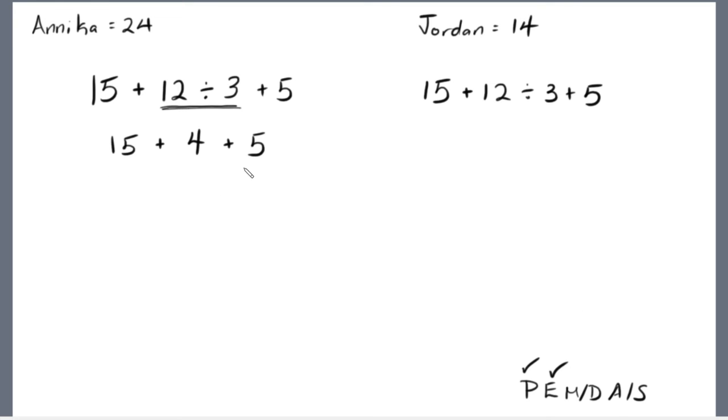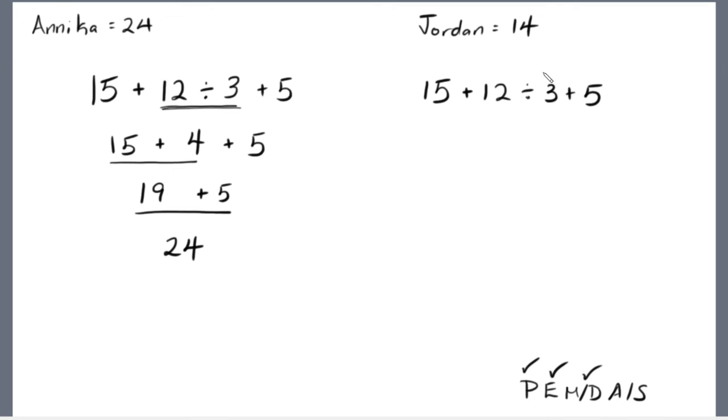So if I go from left to right, there is no more multiplication or division. That step's done. Addition or subtraction, there is. So I'm going to do 15 plus 4 first because that showed up first, left to right. Rewrite the rest. Next step, they're still adding or subtracting, so we're going to go and add that. And it's going to be 24. So you can see here how Annika solved it and how she got it correct.